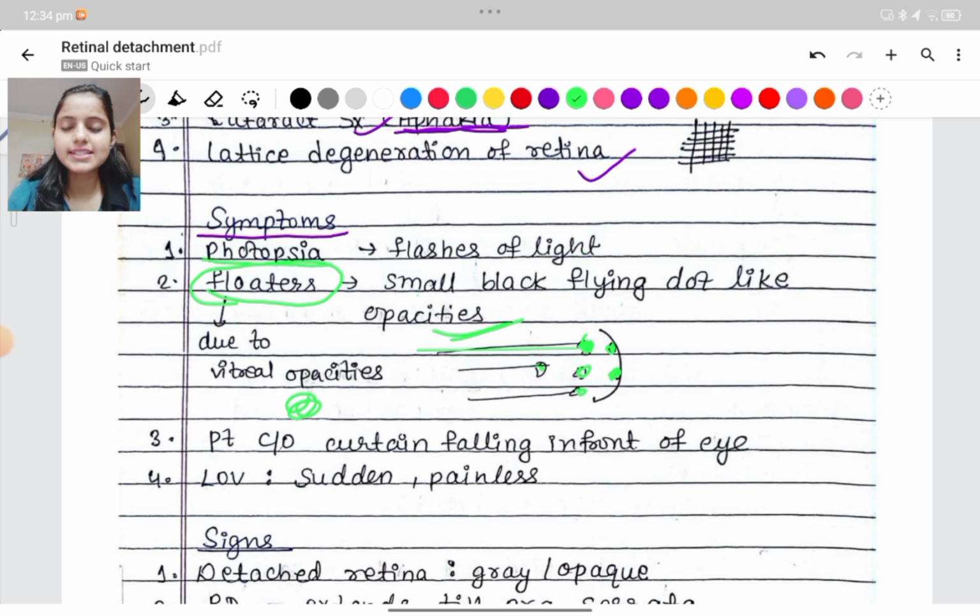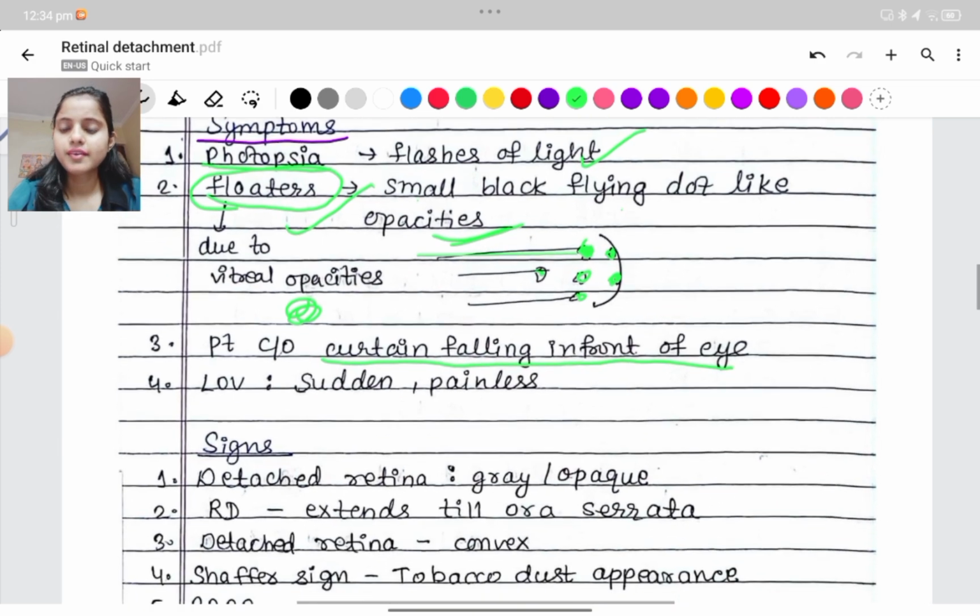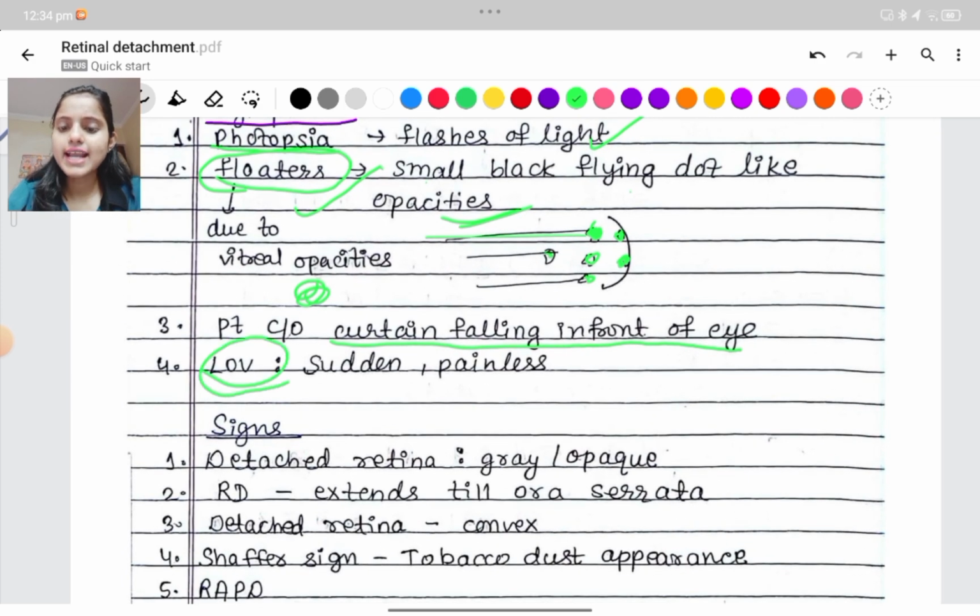Photopsia is flashes of light. Floaters, and the patient complains of a curtain falling in front of the eye. Loss of vision will be sudden and painless. In retinal detachment, there will be painless loss of vision, but it will be sudden.